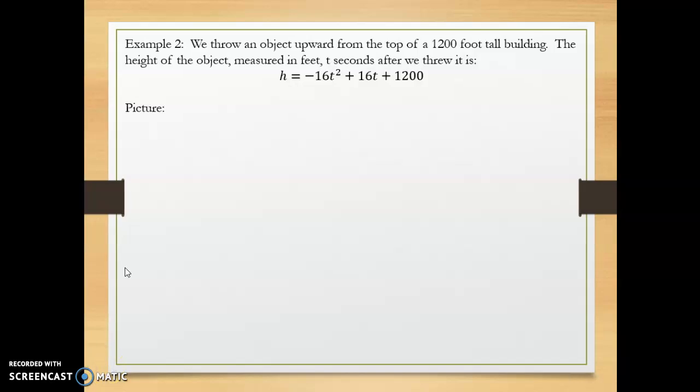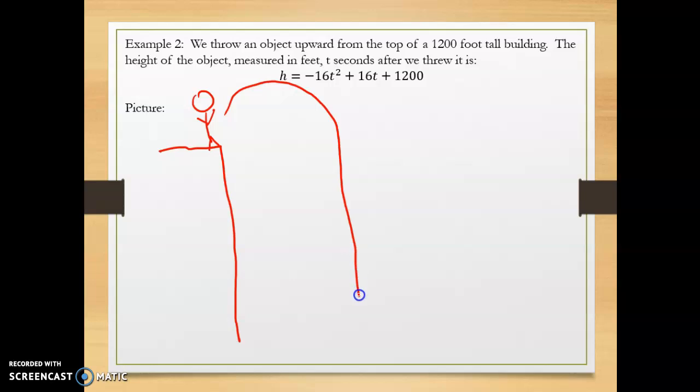In our next example, it says we throw an object upwards from the top of a 1,200-foot tall building. The height of the object measured in feet t seconds after we threw it is h equals negative 16t squared plus 16t plus 1,200. This is a perfect example of where we can draw a picture. So we're at the top of this building. Don't be upset if your picture doesn't look as good and awesome as mine does. Okay, we throw this object off the building, and you can see that this is half of a parabola.